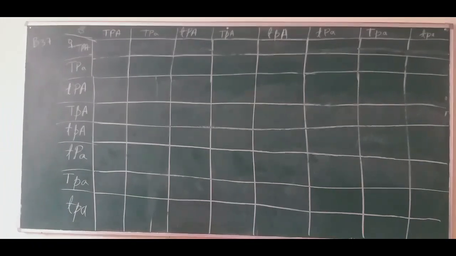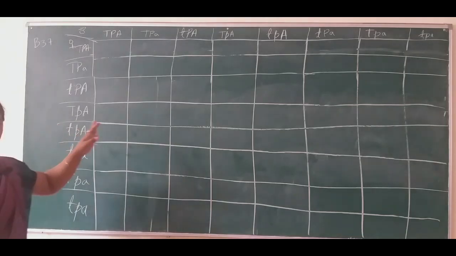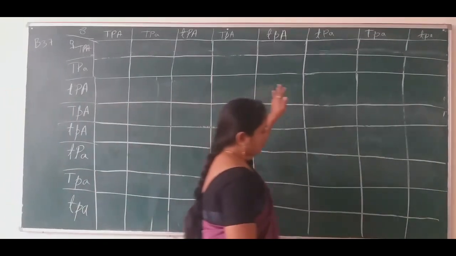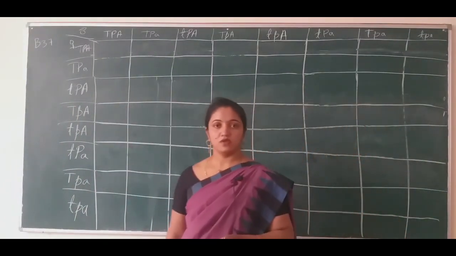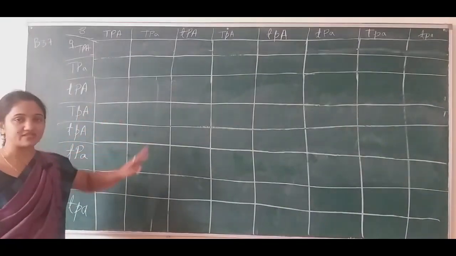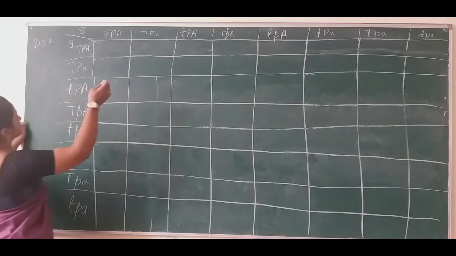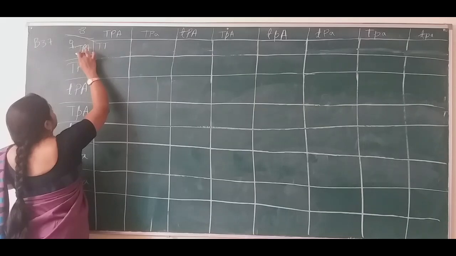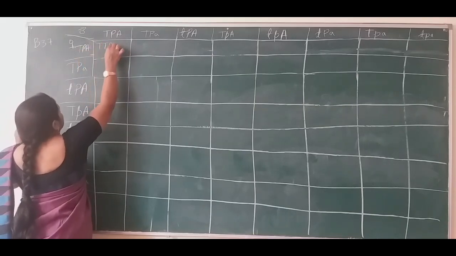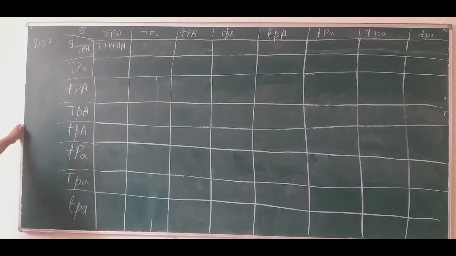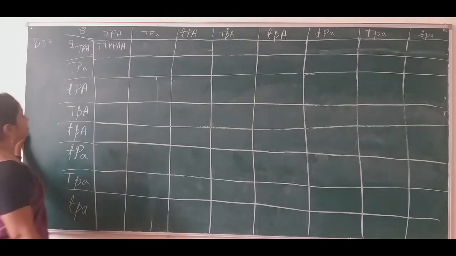What do you have to write now? You have to cross the gametes. I'll show you only 10 gametes. How to cross the gametes I'll show you, and just fill all the things. After filling, what do you have to do? You have to write the phenotype also. How to fill these boxes? Just observe this. Capital T, capital T, capital P, and capital A, capital A. Okay, like that you have to write the gametes.